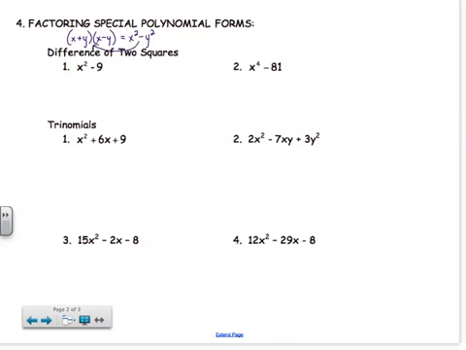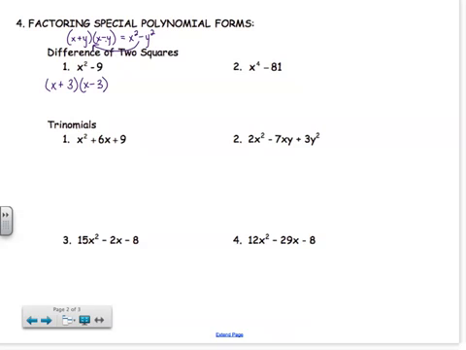So notice that we ended up with the square root of each term. So we want to take the square root of each of these terms and then find the sum and the difference between those. So the square root of x squared is x, and the square root of 9 is 3. And then we're going to do the sum of x and 3 and the difference of x and 3. And that makes it factored form.